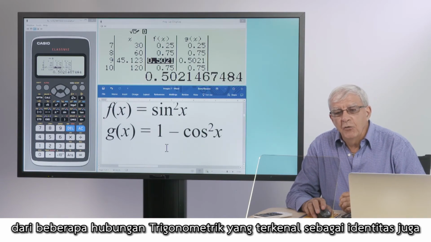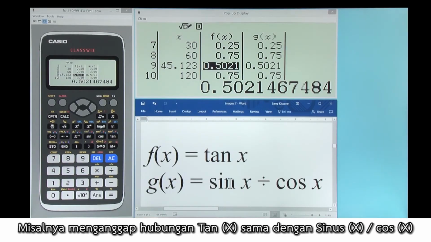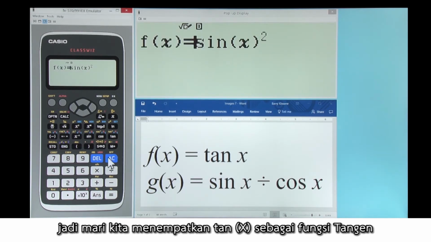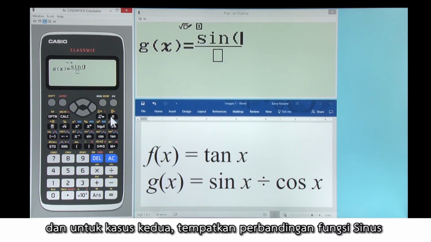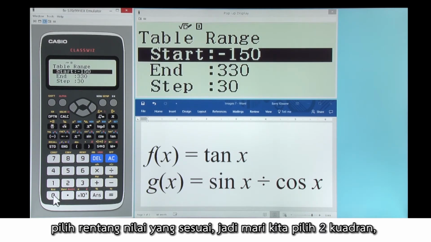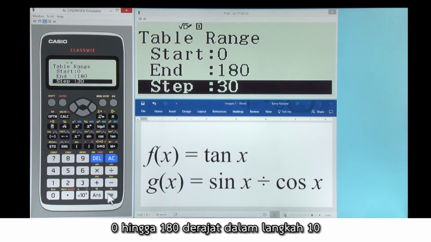You can think of some well-known trigonometric relationships as identities too. For example, consider the relationship of tan x is equal to sine x over cos x. We can use a table to evaluate both of these functions. So let's, in the first place, put the tan of x, the tangent function, and for the second case we'll put the ratio of the sine function to the cosine function, sine x over cos x. Choose a suitable range of values. Let's choose the first two quadrants, 0 to 180 degrees in steps of 10.